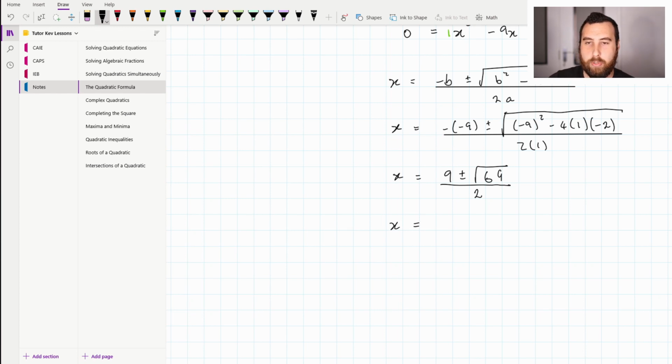x is equal to 9.22, or our other solution where x is equal to minus 0.217. And here we have solved our 3 questions using the quadratic formula.